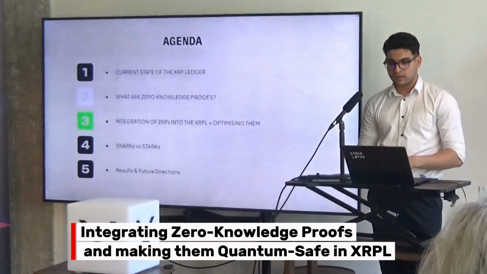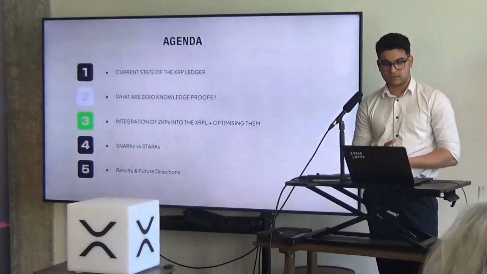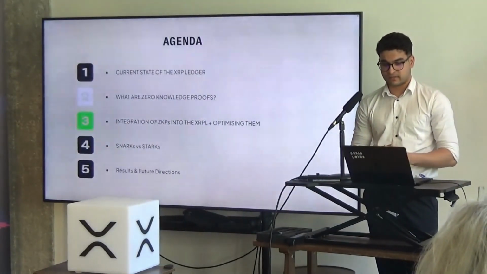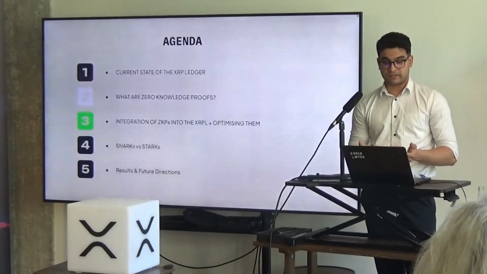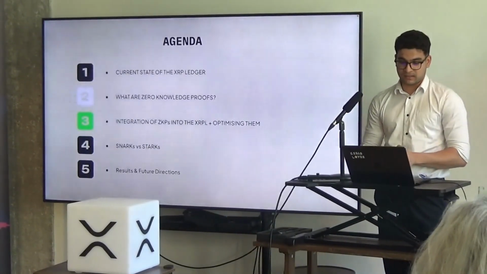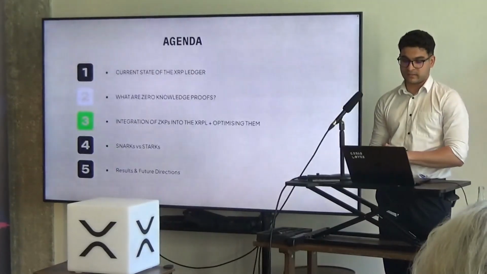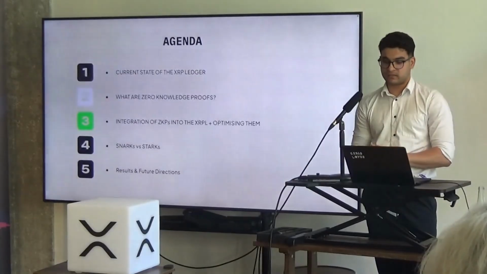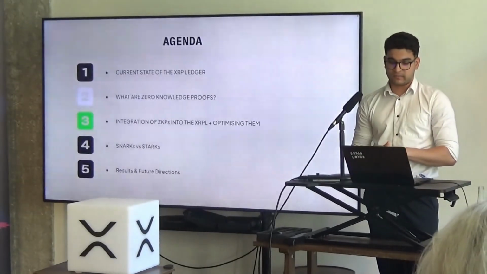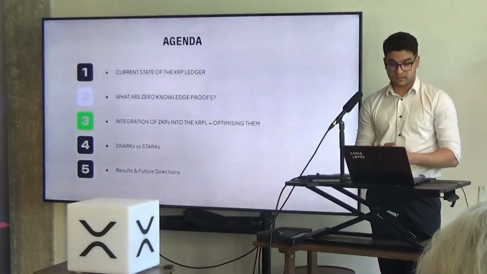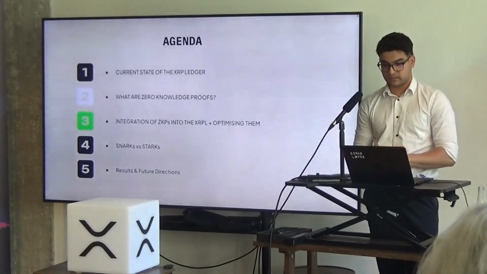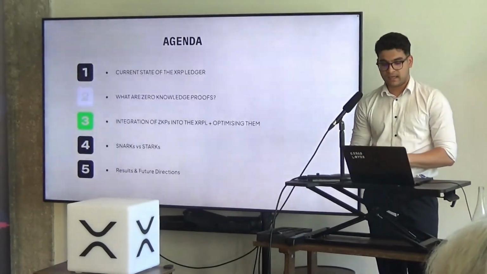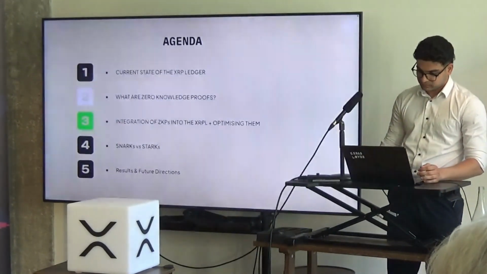This would be the flow of the presentation. We take a look at the current state of the XRPL ledger and its transaction structure, then we'll understand what zero-knowledge proofs are again. Then we'll take a look at how we integrated zero-knowledge proofs into the XRPL ledger, and a few ways in which we optimize them. Then we'll take a look at zkSNARKs versus zkSTARKs, which are two different zero-knowledge proving mechanisms, and then the results and future directions.